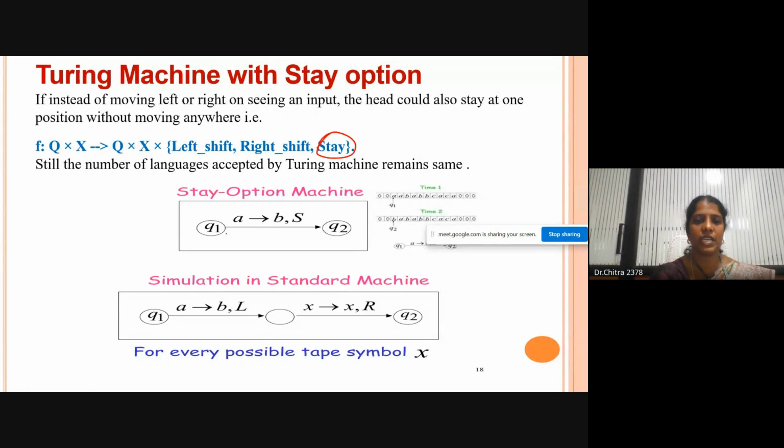Now see here, Q1, Q2. Here the state changes from Q1 to Q2, reads the input symbol A and changes it to B. Again, it stays in the same position. After executing this step, A is converted into B, but the Turing machine stays in the same position itself. That is the stay option Turing machine.